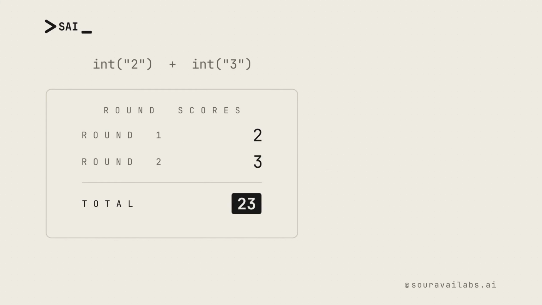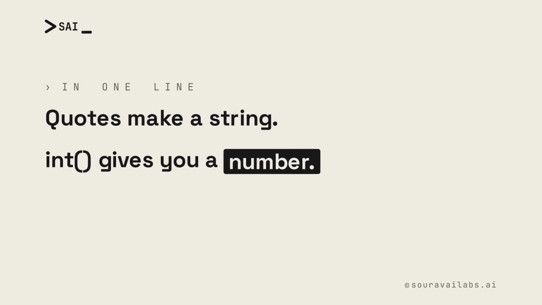Now send the scores through again. Int of 2 plus int of 3 gives you 5. Plus is adding again. So quotes make a string and plus glues strings together. Int peels the quotes off and plus goes back to being maths.